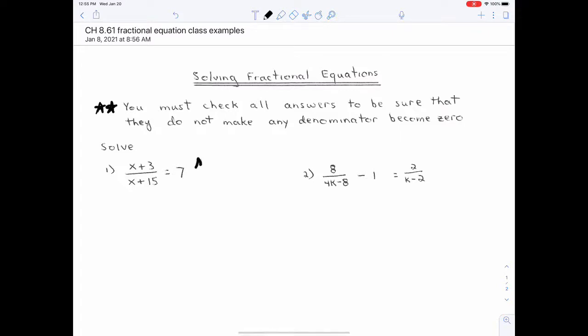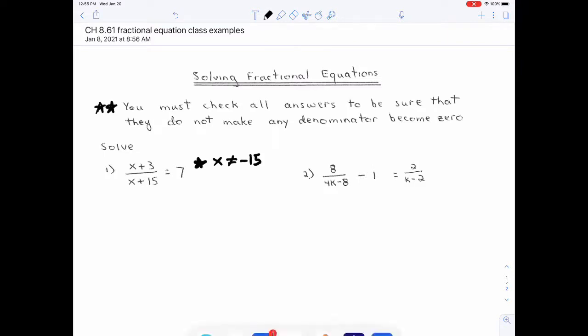So let's take a look at number one. What can the denominator not be? Well, remember, the denominator can't be zero. So x plus 15 can't be zero. Therefore, what do we know? x cannot be negative 15. So when we're all done here, if x comes up to be negative 15, you throw it out. Okay, so keep that in mind.